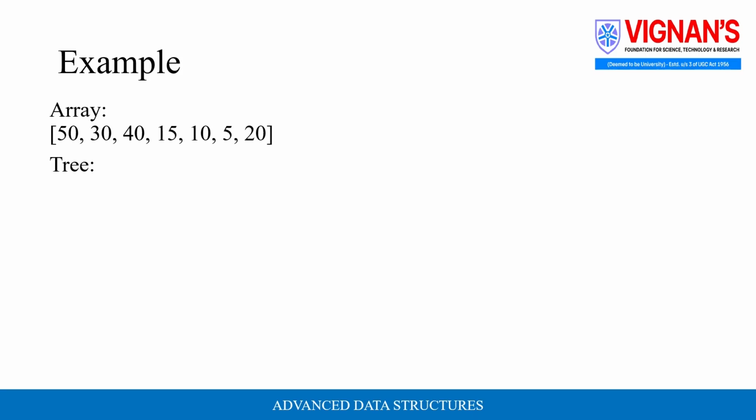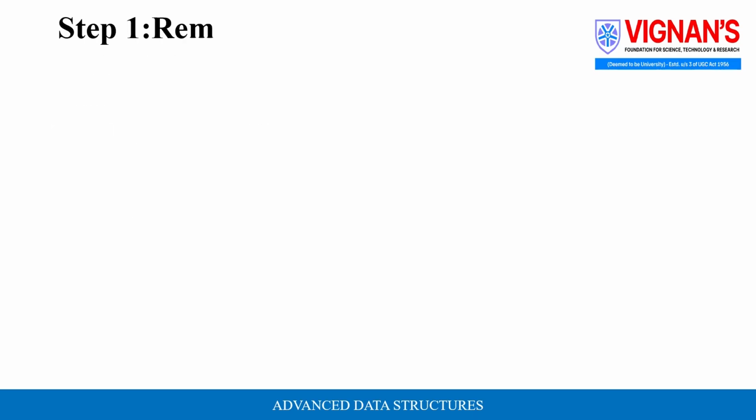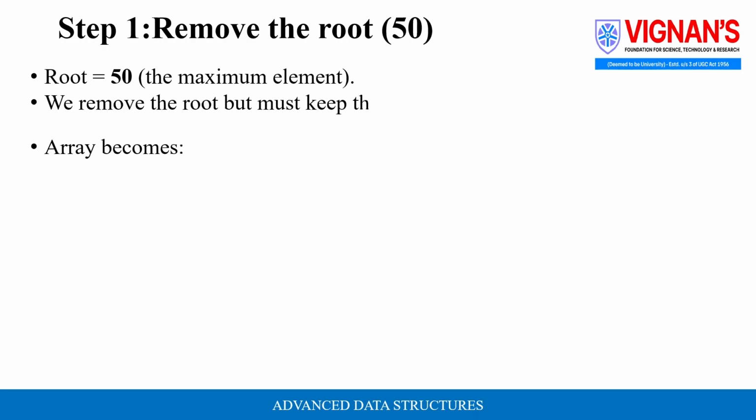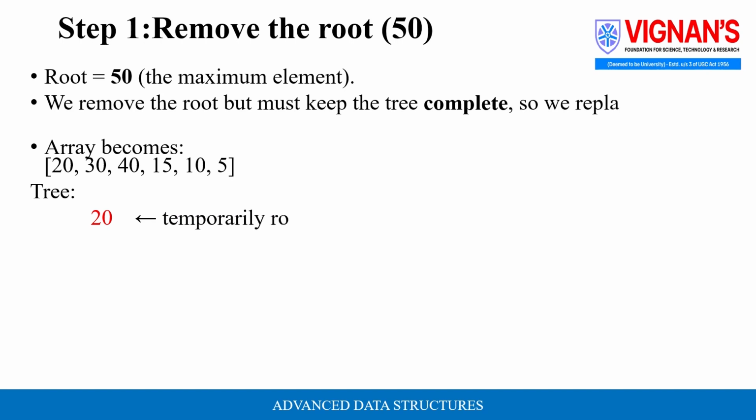We begin with this heap: 50, 30, 40, 15, 10, 5, 20. Tree: 50, with children 30 and 40, and below them 15, 10, 5, 20. We remove 50, the maximum element. To keep the tree complete, we replace it with the last element, 20. New array: 20, 30, 40, 15, 10, 5.